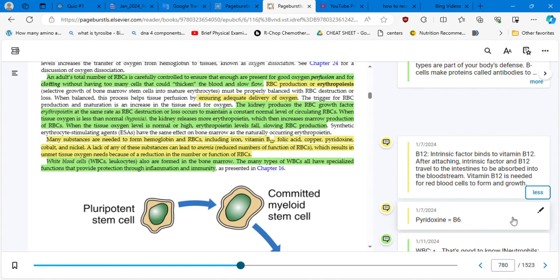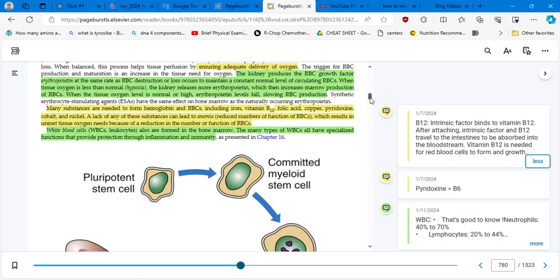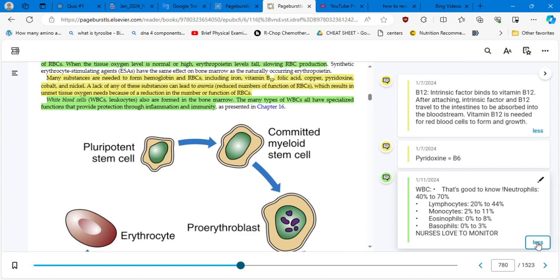Pyridoxine is B6, another type of vitamin B. And this is good to know. I want you to know, are we talking about white blood cells? Not yet. Okay, so a lack of any of these substances can lead to anemia, a reduced number or function of RBCs. So folate is not only good for pregnant women. You have to check your folate levels as an adult to make sure they are good, because you need to be producing regular RBCs, okay?